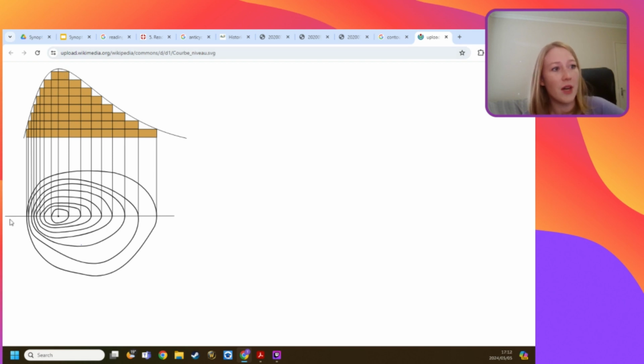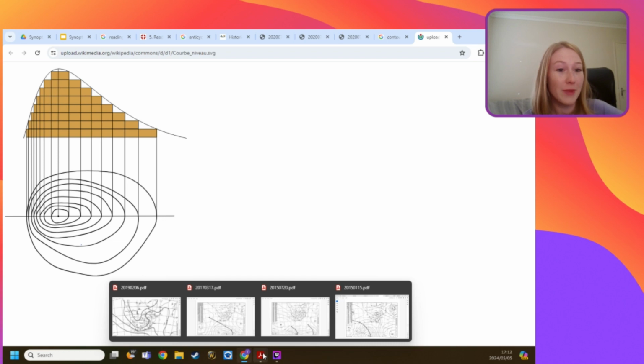If it rolls down that way, so if the wind blows this way, where the lines are close together, it's steep, which means that the ball will roll quickly, just like the wind would blow quickly. If it rolls down this way, where the gradient is gentle, it will roll slowly. And in the same way, the wind would blow slowly. I hope that is making sense.